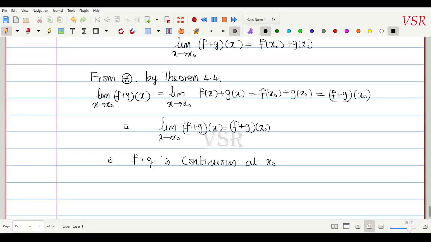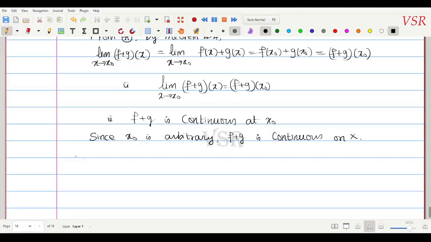Okay, since x naught is arbitrary, f plus g is continuous on capital X. Okay, on capital X this function is a continuous function, we have proved that. Similarly, by the same theorem.